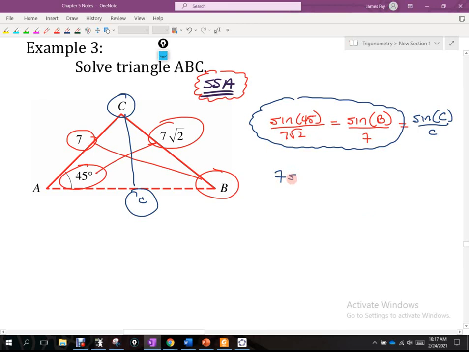Get 7 sine of 45 equals 7 radical 2 sine of B. Now, sine of B is the variable component here, so you're going to try to isolate that. If I'm going to isolate that, what do I need to do? Divide by 7 radical 2.